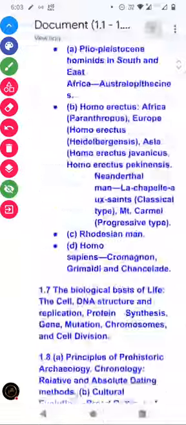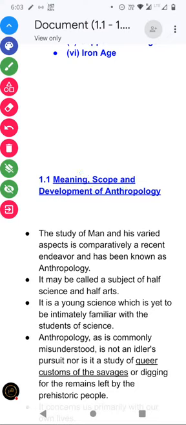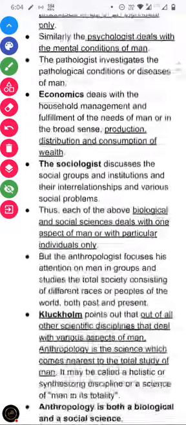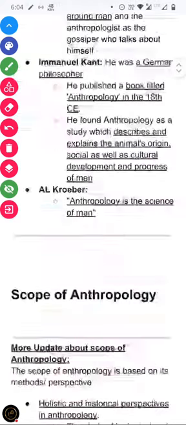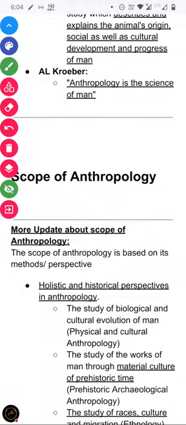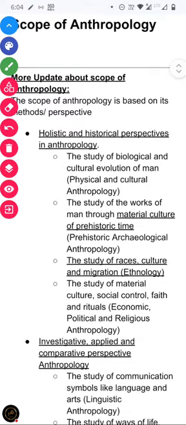And the next keyword is the scope of anthropology. What is the scope of anthropology in the UPSC CSE courses? Sorry. So here is the scope. You can see it, and you can more accurately solve questions based on the scope of anthropology.